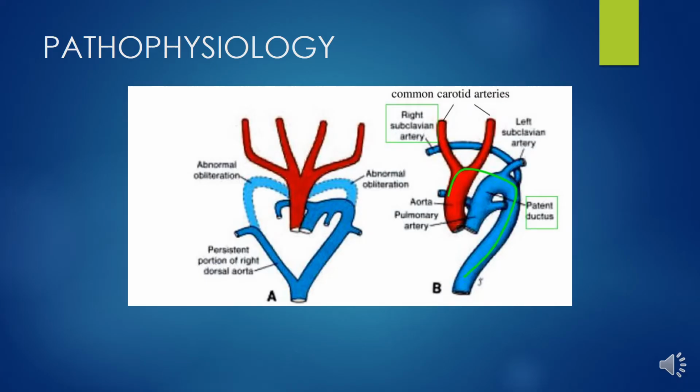Interrupted aortic arch is classified based on the location of interruption. Type A is between the left subclavian artery and the insertion of the ductus arteriosus. Type B is between the left subclavian artery and left common carotid artery, and type C is between the left common carotid and brachiocephalic artery.